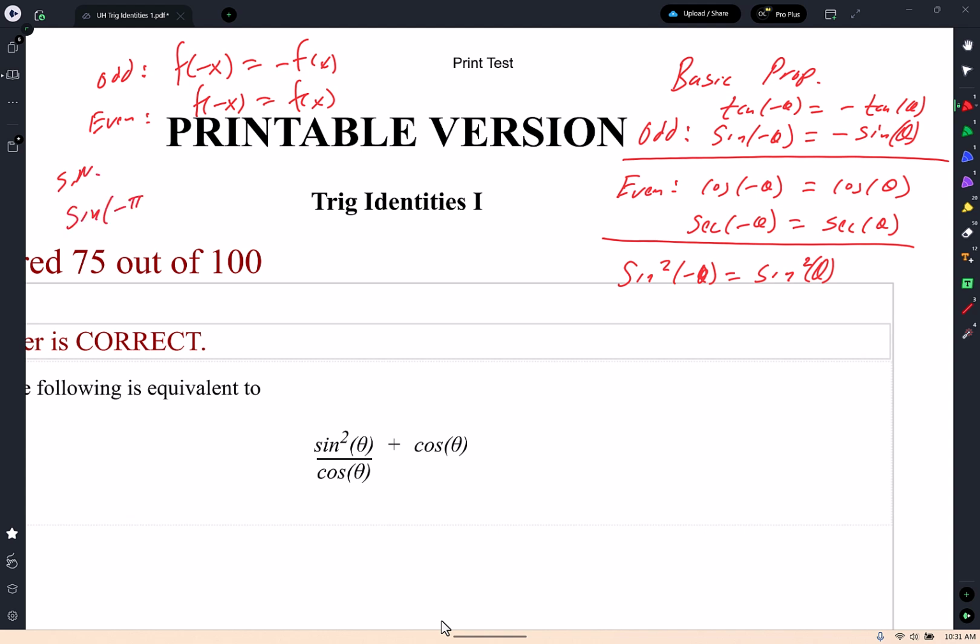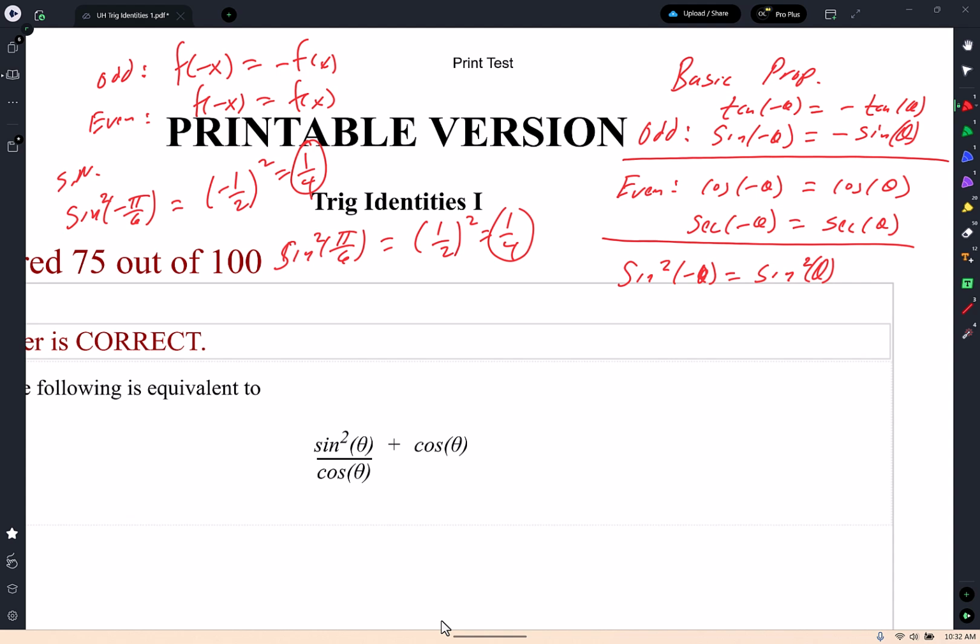Sine of negative pi over 6, if I square it: sine of negative pi over 6 is negative a half, and then I square that and I get 1/4. Now let's try sine of pi over 6 and square it. Sine of pi over 6 is a half, and I square that. Oh look, I get the same thing, 1/4. So that's what I mean. The negative half turns into a positive 1/4 when I square it.